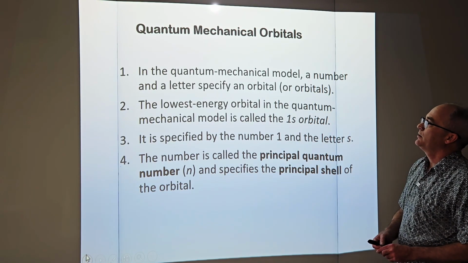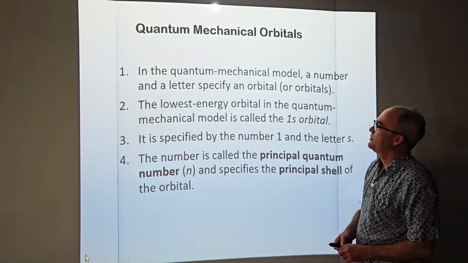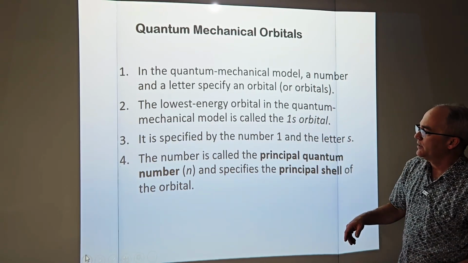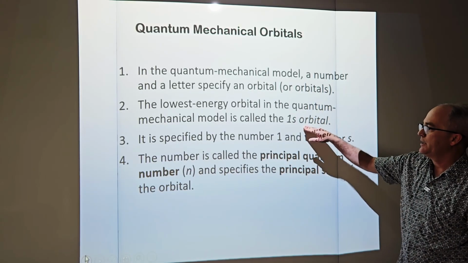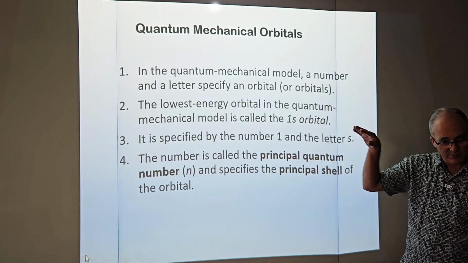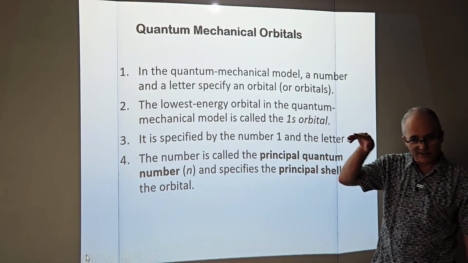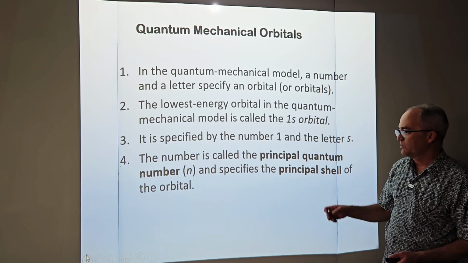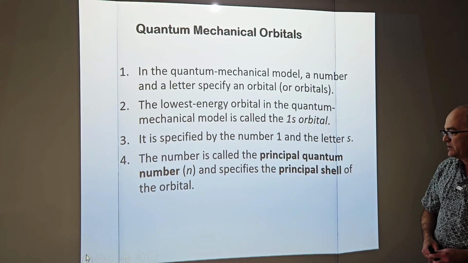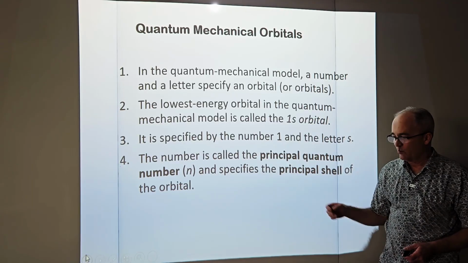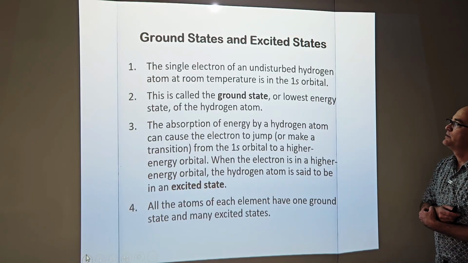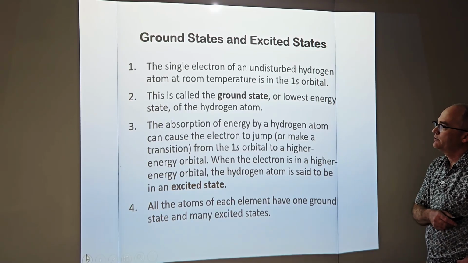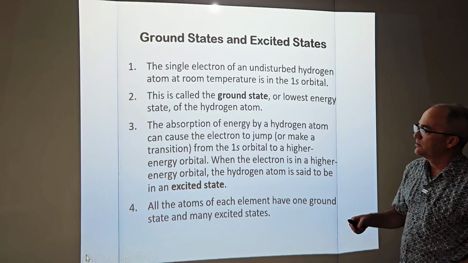In the quantum mechanical model, a number and a letter specify an orbital. The lowest energy orbital in the quantum mechanical model is called the 1s orbital. And eventually on your periodic table, we'll write something like 1s going across from hydrogen to helium. The number is called the principal quantum number, n, and specifies the shell of the orbital. A single electron of an undisturbed hydrogen atom at room temperature is in the 1s orbital. This is called the ground state, or lowest energy state of the hydrogen atom.